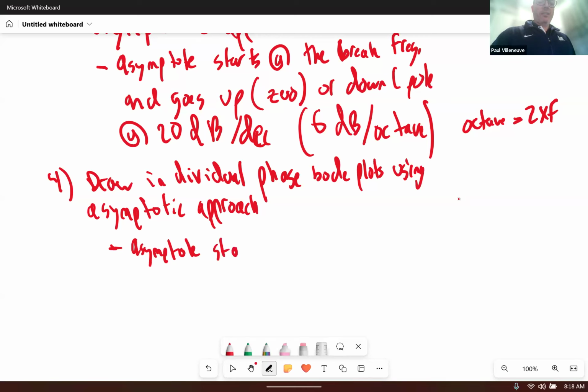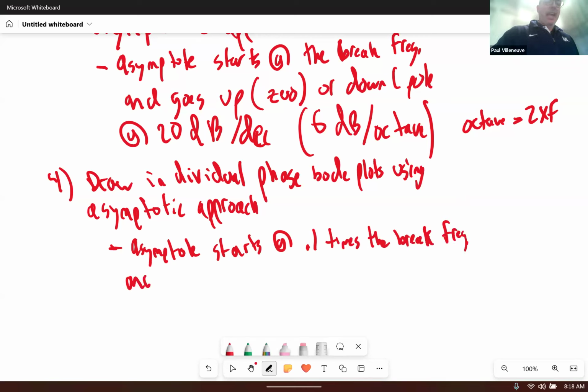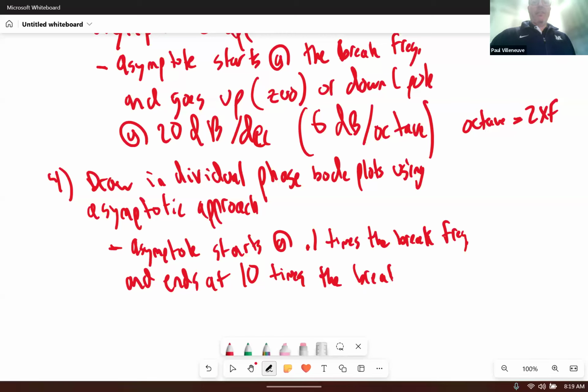starts at 0.1 times the break frequency, and ends at 10 times the break frequency.